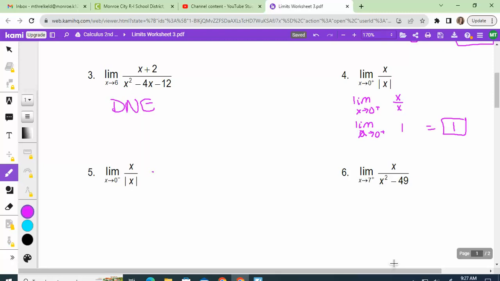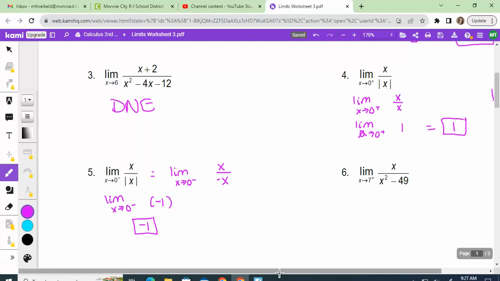Number 5, if you are putting in negative numbers, the absolute value would do the opposite of that on the bottom, right? It would take your negative and make it positive. So it's the opposite of what you put in. So when you take a number and divide by the opposite of that number, we're getting negative 1 every time. So that one is negative 1. Are those two okay?